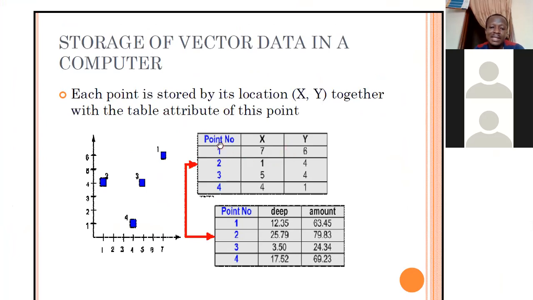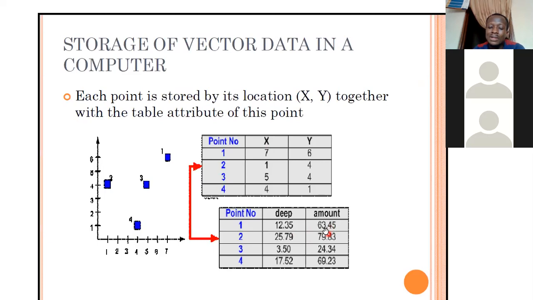Okay, so we can say that we have the point number, the x coordinate, and the y coordinate; call it point 1. Then we also have another table related to it, joined in such a way that when I see 1, I know the coordinate is 7, 6. The attribute there is that the point is 12.35 units deep, and there's an amount of something else that I can measure at that point, 63.45. Are you okay?